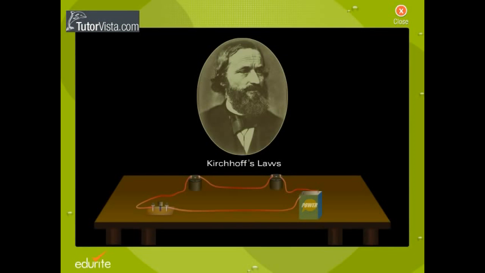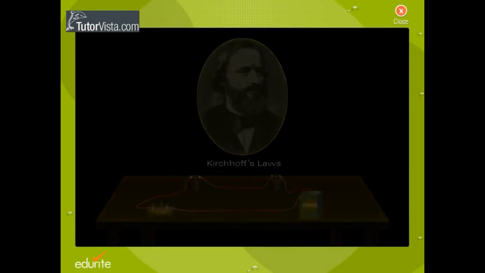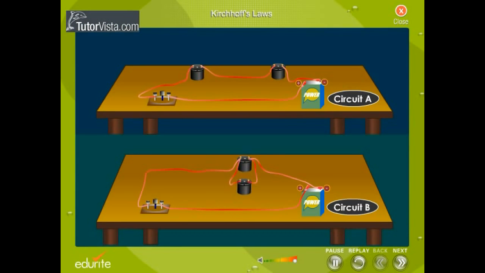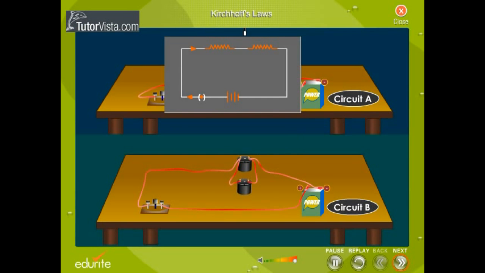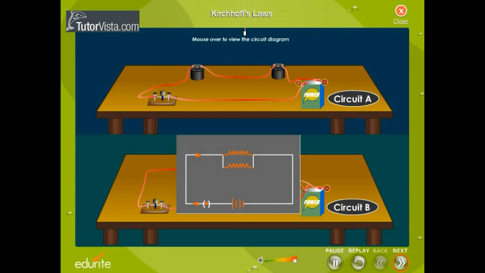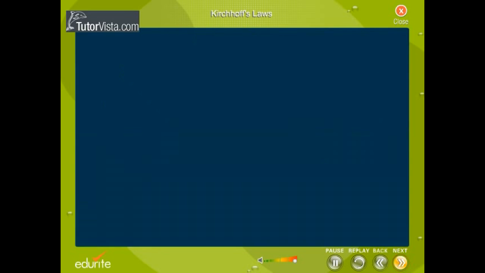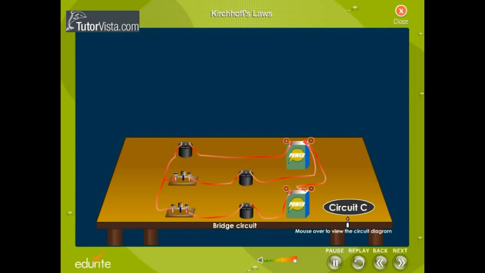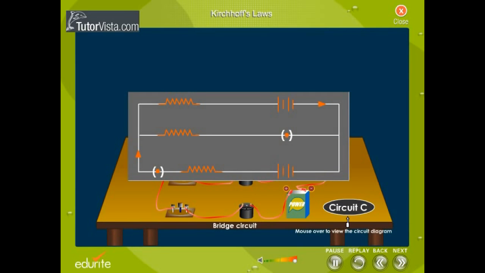Kirchhoff's laws. The effective resistance of the simple circuits labeled A and B can be reduced to series and parallel combinations by using Ohm's law. But Ohm's law cannot be used to solve complicated bridge circuits having more than one source of EMF.